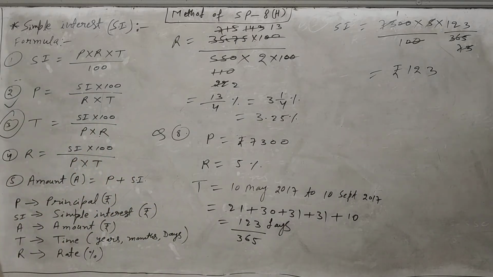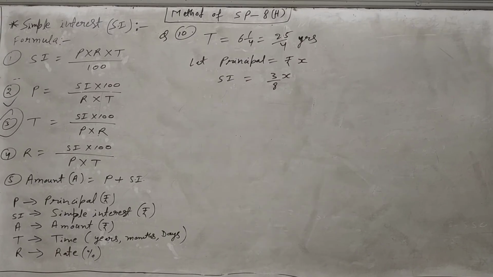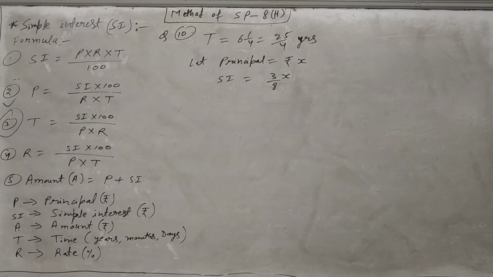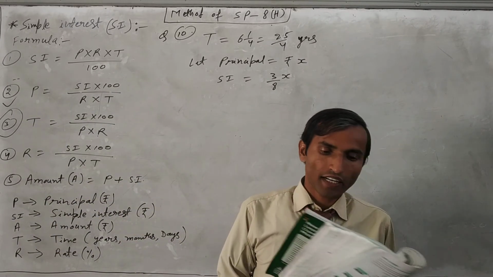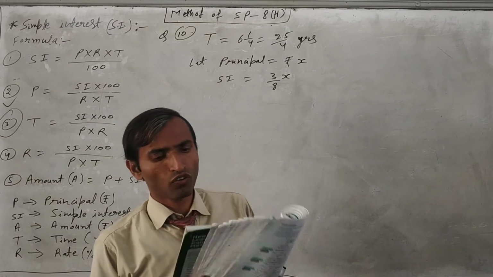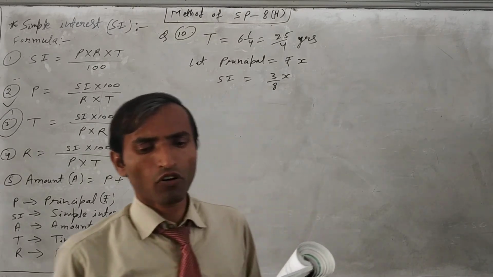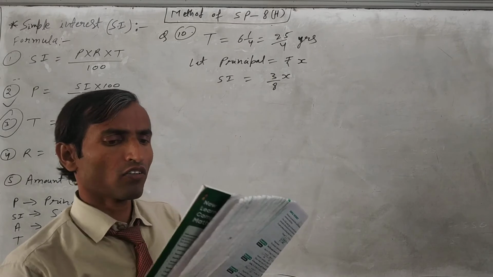Okay, now we have to do questions number 9 and 10. So 9, just try yourself. The 10th question I will do. Just read the question, what is given in this. All of you read question number 10. So we have to do question number 10. On a certain sum, the simple interest at the end of 6 and 1 upon 4 years becomes 3 upon 8 of the sum. Find the rate of interest.